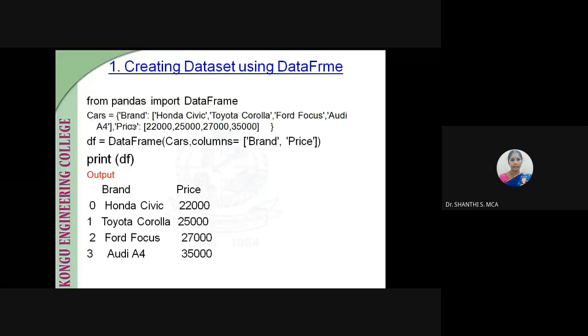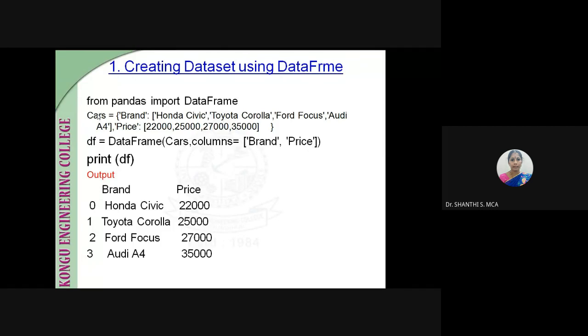Now we are converting this dictionary into a data frame. How are we converting? This df is a variable name, df equal to DataFrame. DataFrame is a keyword. I want to convert this data into a data frame, then only I can do different types of operations using pandas. So DataFrame of car. This is my variable car. In this car, I want to have the columns as brand and price.